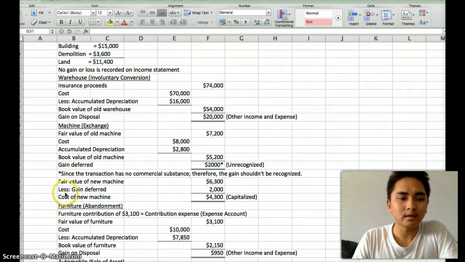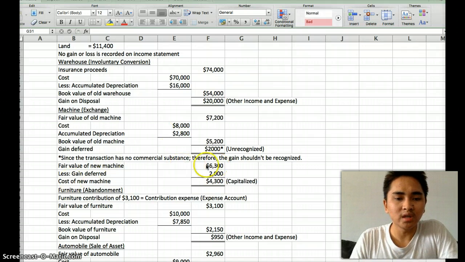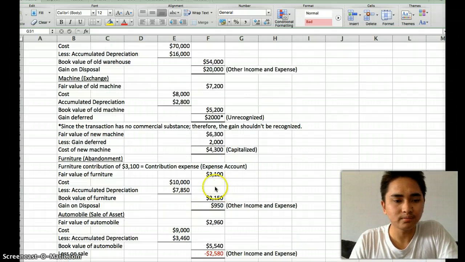And then, because the company gets a new machine and the new machine's fair value is 6,300, we have to subtract the gain deferred, which we got earlier, 2,000, from the new machine's fair value of 6,300, in order to get the cost of the new machine to capitalize. So the answer is 4,300.